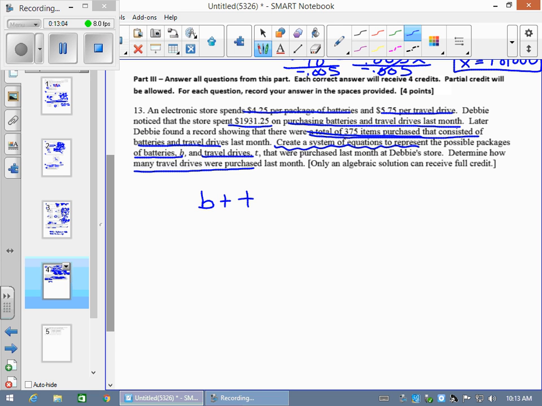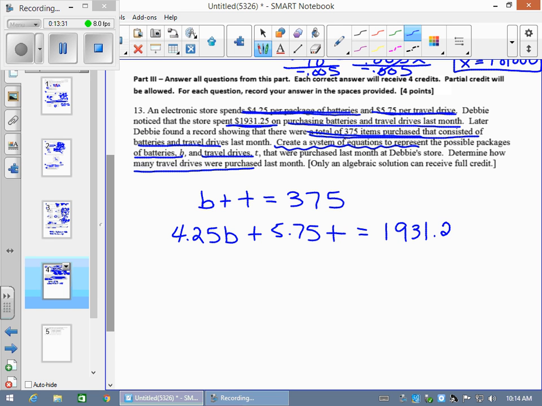And I go back to the beginning. 4.25 is how much a package of batteries is, so I'm going to take 4.25 and multiply it by B. And 5.75 is the amount for a travel drive, so I'm going to add that to 5.75 times T. And it says that she spent $1,931.25, so I'm going to set that equal to the total. So here's my system of equations. And now I need to solve because I'm ultimately looking for how many travel drives were purchased.